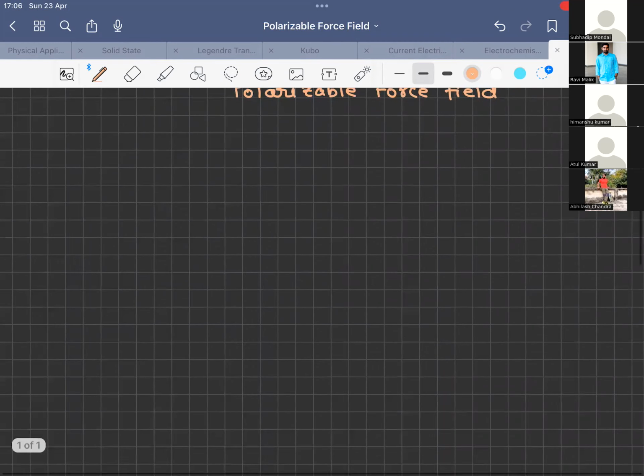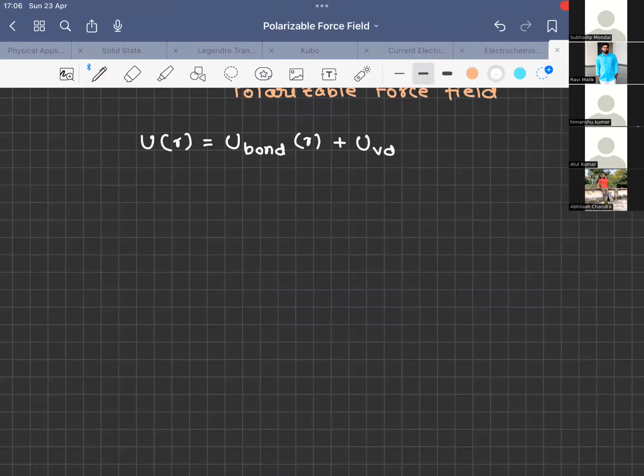In a normal classical force field, you can determine this potential energy function as some bonded term, van der Waals term, and electrostatic interaction term. The bonded term also contains the bond, angle, and torsional angle terms, and the van der Waals term is taken care of with the help of the Lennard-Jones potential.